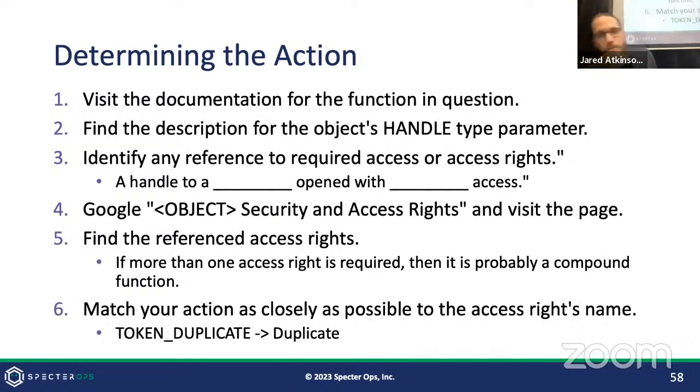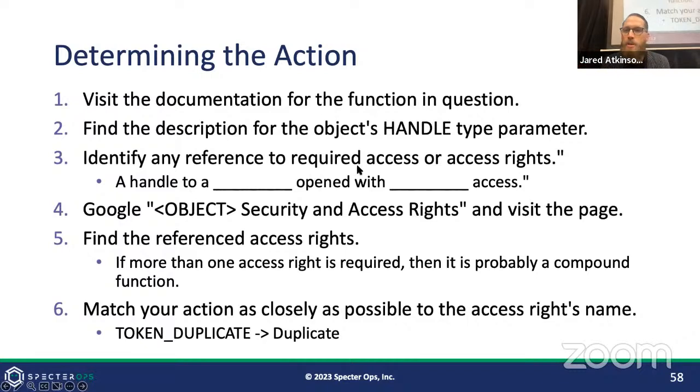which happened to be a thread handle. Okay. So then we have the action, right? We have at least a little bit of a method of figuring out what the object is, but how do we figure out the action? One way would be to visit, so these are the steps, I guess: visit the documentation for the function in question, SetThreadToken, DuplicateToken, whatever it is. Find the description for the object's handle type parameter. We just did that, right? Which handle do you look at?